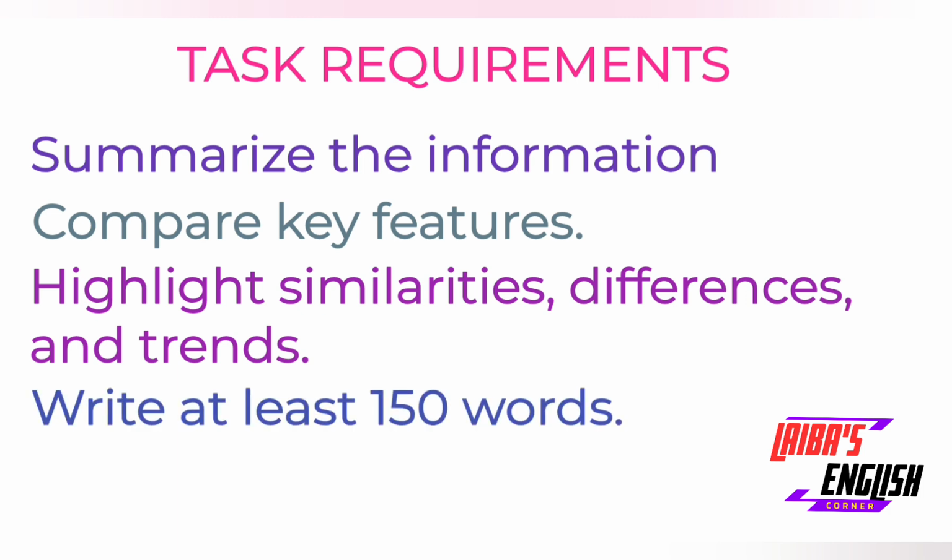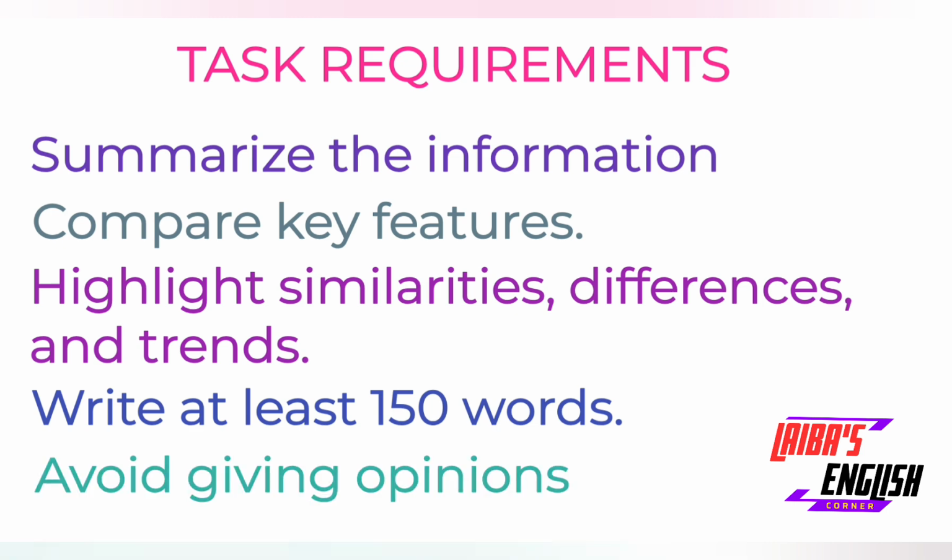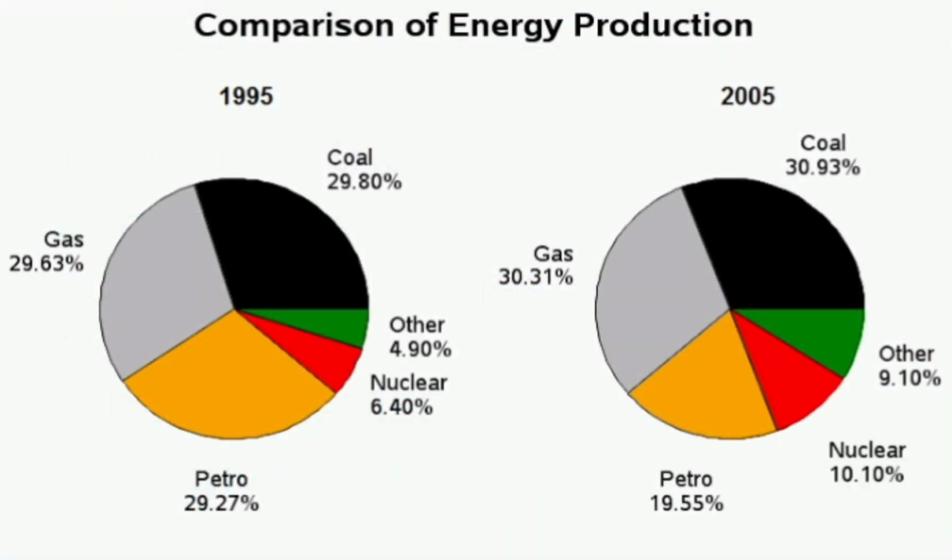We should write at least 150 words, and more than that, 160 to 170 words, not more than it. You will be given 20 minutes for this task, and no personal opinions and conclusion are allowed in task 1. Let's understand the pie chart before describing it in paragraphs.